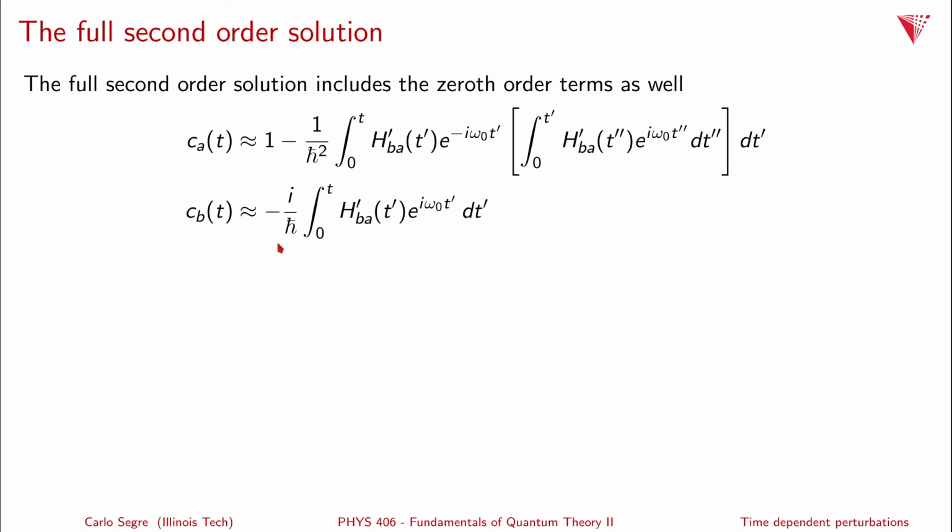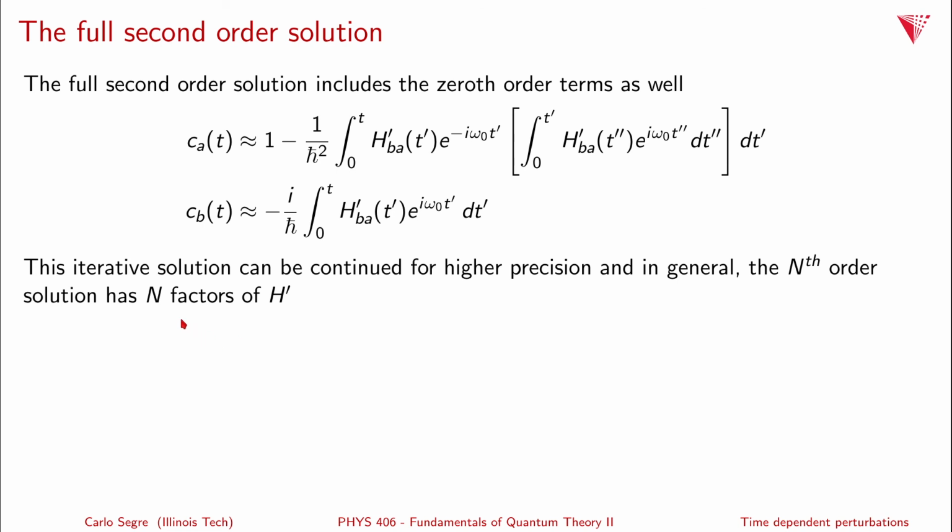CB, to second order, starts at 0, so the first term is 0, and the zeroth order term is 0, and the first order term is this integral that we already calculated, which is minus i over h bar, integral from 0 to t, H prime BA of t prime, e to the minus i omega naught t prime dt prime. And the second order term doesn't change because this remains the same.